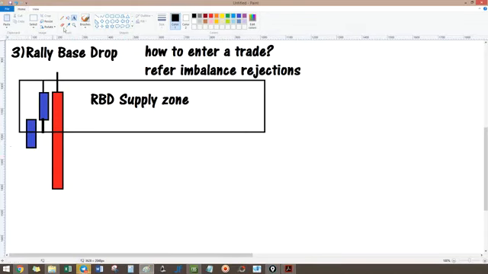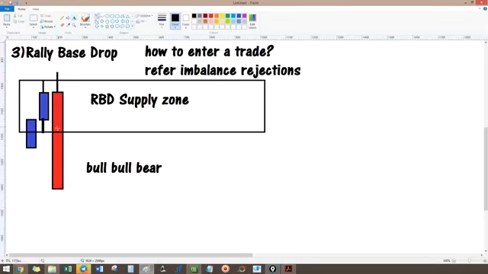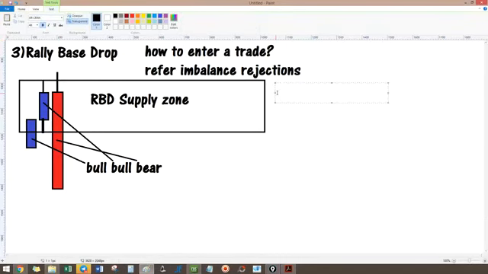Okay, just like that. Okay, so for rally base drop, you need to have bull, bear. Bull, bear. Okay, let me finish drawing this first. Okay, because some of the drawings are not so good, so I need to recap back this. Okay, so just pay attention for a moment.